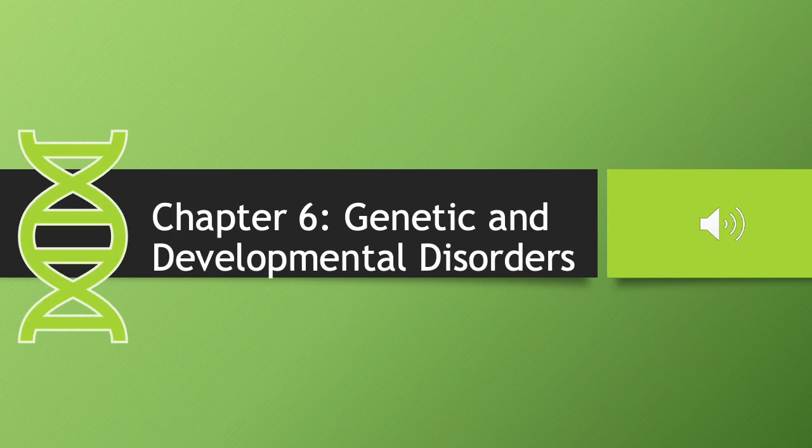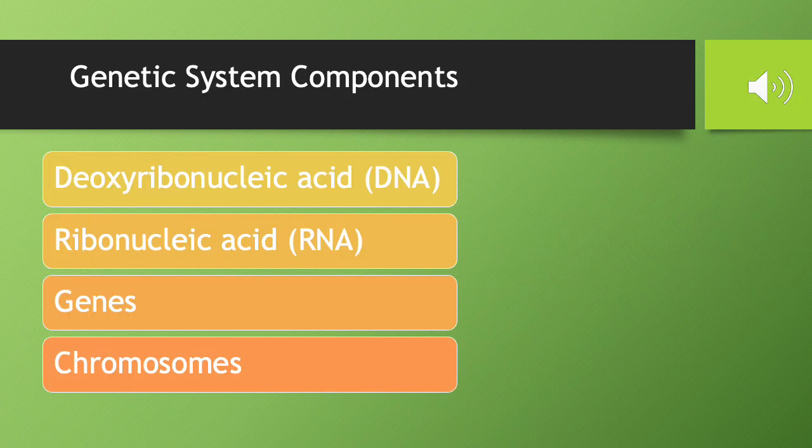Okay, so here is chapter 6. We'll be talking about genetic and developmental disorders. So we'll start with the basic overview of the genetic components. And again, this is just a basic overview.